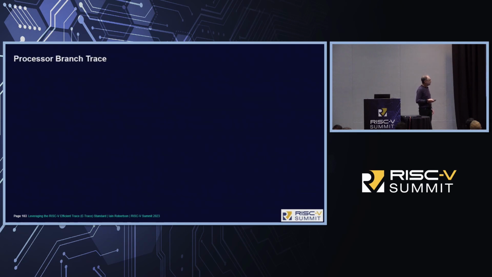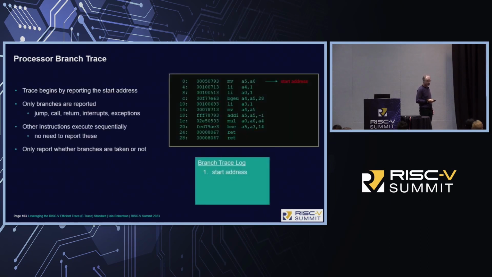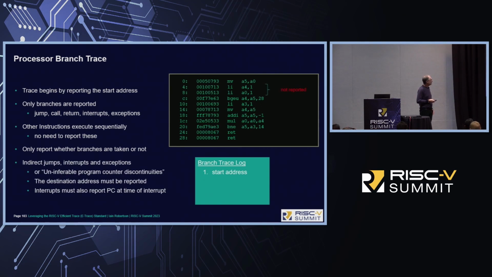Okay, so let's take a little worked example here. Trace begins by reporting the start address. This provides a sync point for the decoder. It can identify where in the code you are. And from there, only branches, interrupts, exceptions, and so on get reported. So, for example, here we can see, after the start address, the next couple of instructions are sequential, so they're not reported. We have a branch, it's not taken. The next set of instructions are sequential, they're not reported.